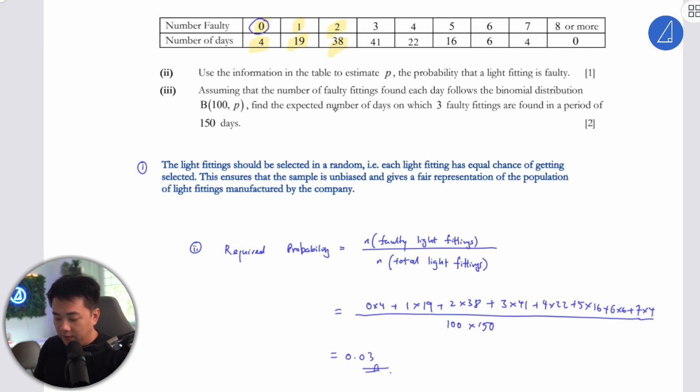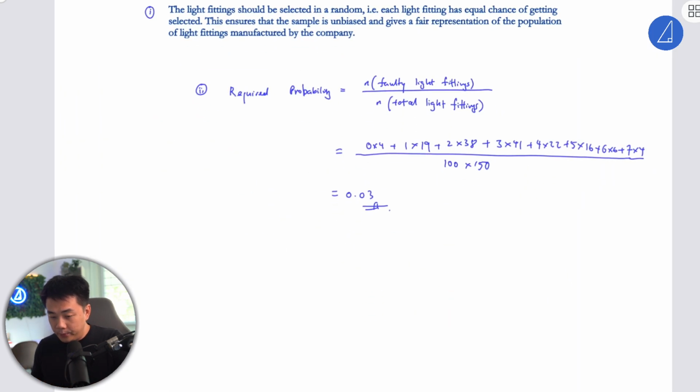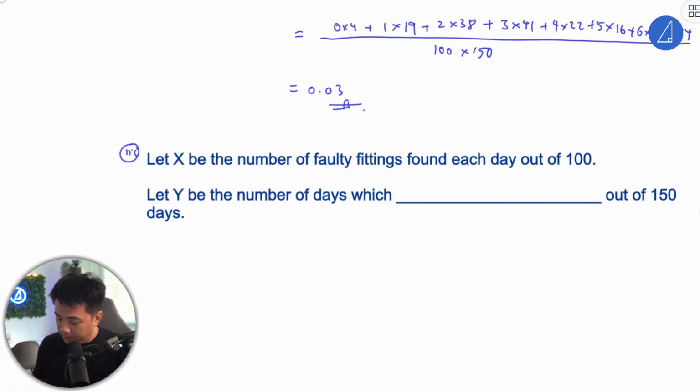Assuming that the number of 40 fittings found each day follows a binomial distribution B(100, p), find the expected number of days for which 3 40 fittings are found. Okay, so the condition for each day is whether there are 3 40 fittings or not. This is the condition here, the event that you want to occur. So out of 150 days, this is like a binomial nested within another binomial. So I'm going to write it down. So conceptually, this is what's going on.